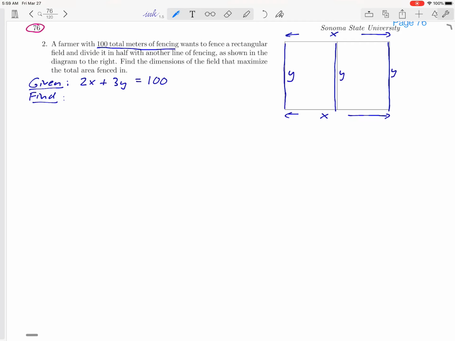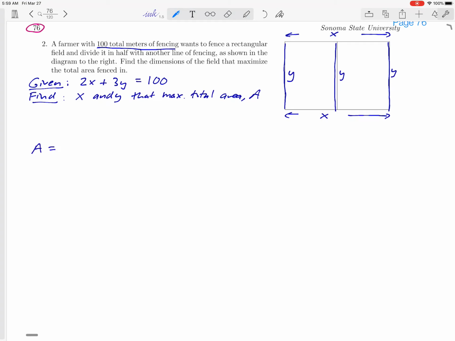And what are we trying to find? Well, we'd just like to know, out of all of the different shapes that we could make this field, the variations on x and y that we could use, which would give us the biggest area? So x and y that maximize the total area. We'll call the area A.